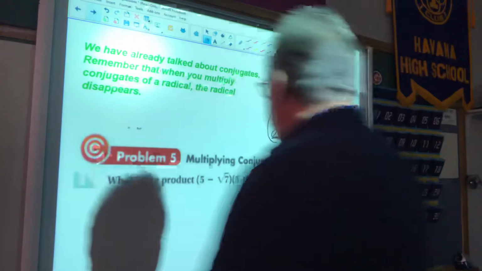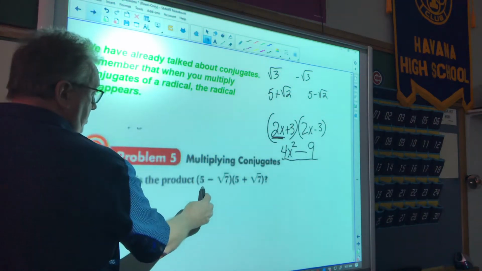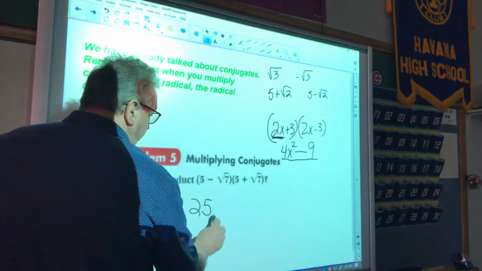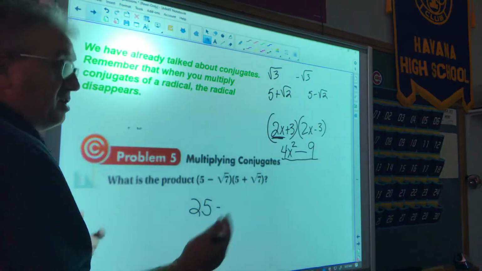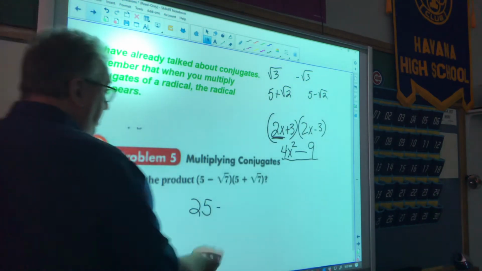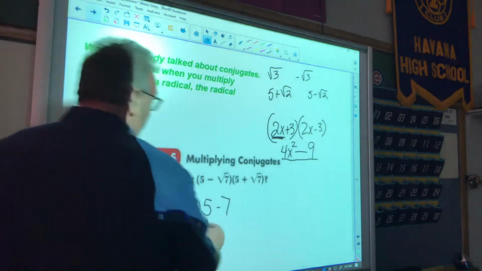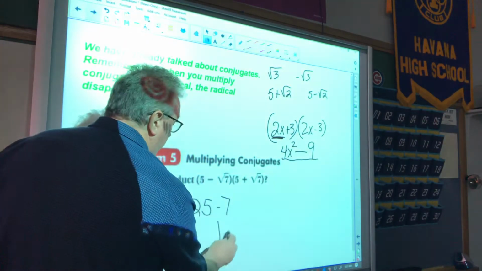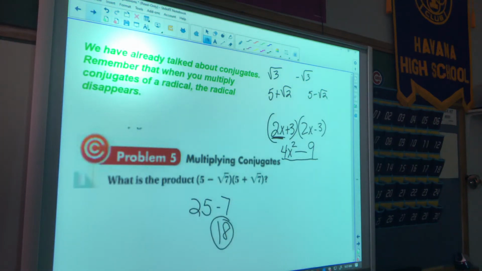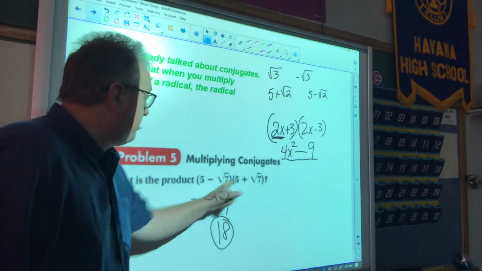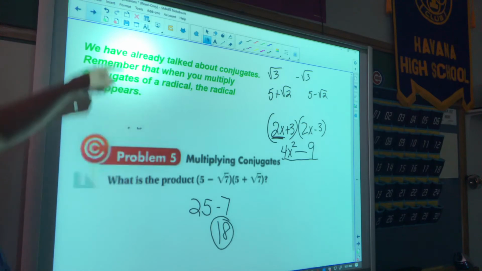Okay, so let's practice on this one here. So we square the first term, 25, always minus. Square the last term, that is square root of 49, which is 7. So 25 subtract 7 is 18. And that is the answer to this multiplied by this. So the radicals drop out.